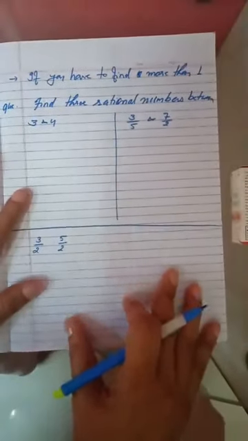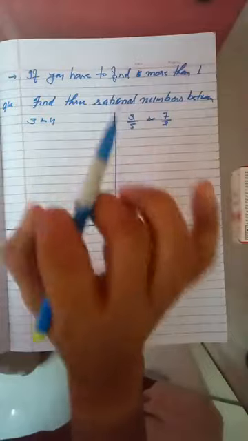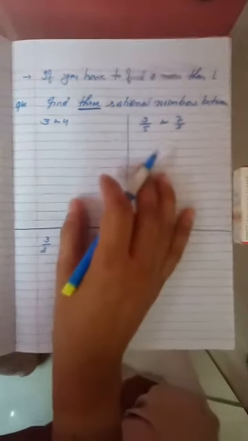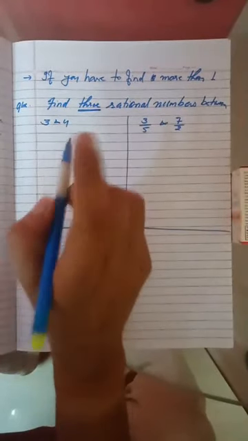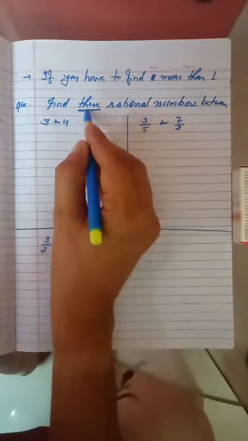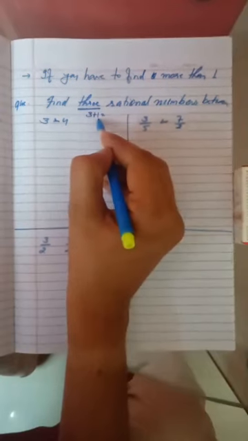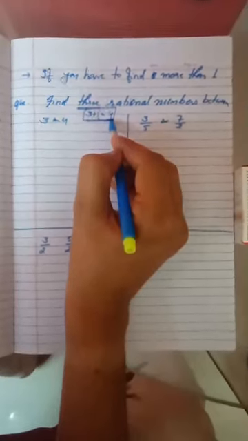Okay, now the next question. If you have to find more than one rational number, how many? More than one. In our previous question we found only one rational number. Now you have to find more than one. For example, you have to find three rational numbers. You should always keep in mind that you take 3 plus 1, always adding 1. The number becomes 4. Keep this in your mind.